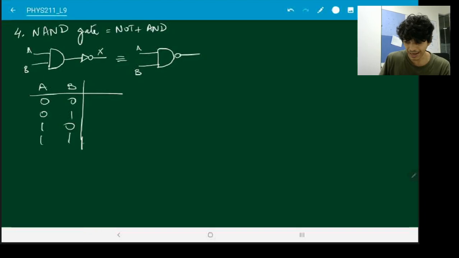So if we were looking for AND, we would have 0, 0, 0, 1. But we're looking for not AND, so it has to be the opposite of this. So 0 becomes 1, 0 becomes 1, 0 becomes 1, 1 becomes 0. So this is represented as A and B, the whole complement. So that's your NAND gate.